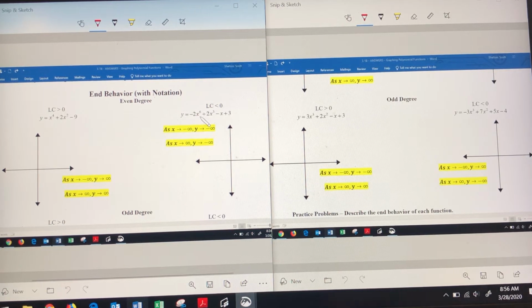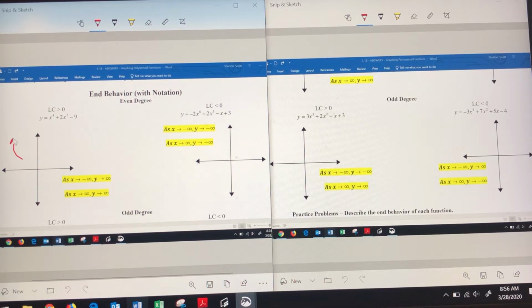So we're going to determine what's going to happen as we approach negative infinity to the left. As x gets smaller and smaller and smaller, what's going to happen to this graph? And we're going to think about what happens to the function as x approaches positive infinity. So with even degree functions, if we've got a leading coefficient that's positive, you want to think back to your quadratic function unit.